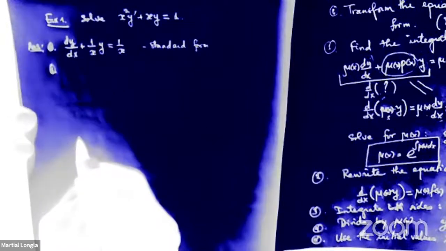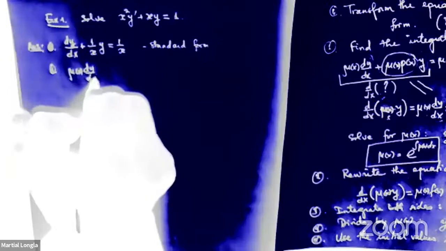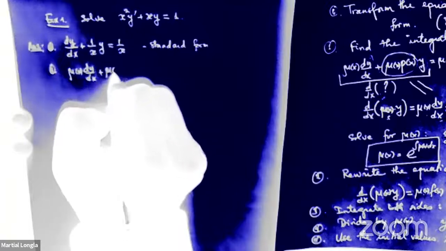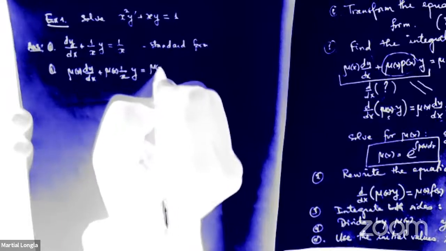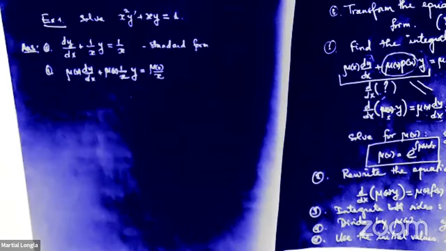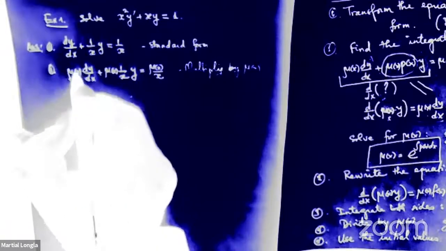So then, once you are here, you do the very first step of the solution, which is multiply the whole equation by mu of x. So get mu of x dy over dx plus mu of x 1 over x y equals mu of x over x. And I do believe that if you follow these steps 1, 2, 3 times, you don't actually need to memorize anything because they just follow as you are going. So here, that's multiply by mu of x. And right inside there, now solve for mu of x, the equation.